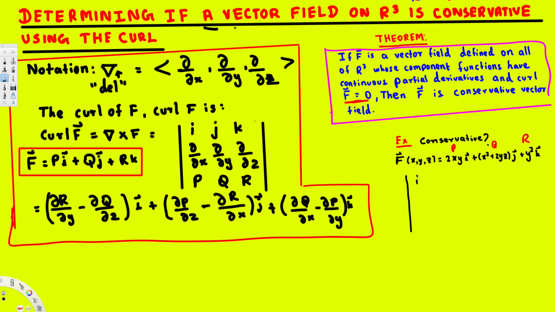Here we are going to have the ijk components, and then the del operator: partial derivative with respect to x, partial derivative with respect to y, and partial derivative with respect to z. Then our P, Q, R. In our case P is 2xy, so let's put 2xy right here. Then Q is x square plus 2yz, and the k component R is going to be y square.